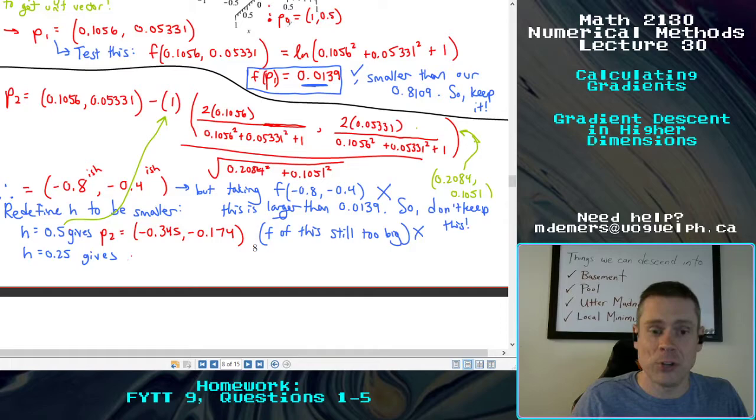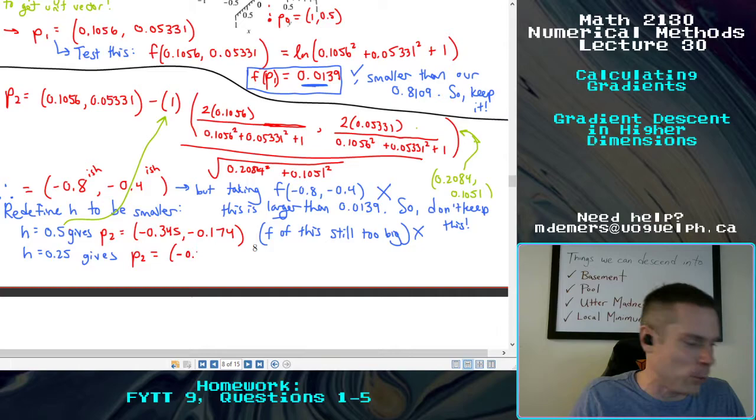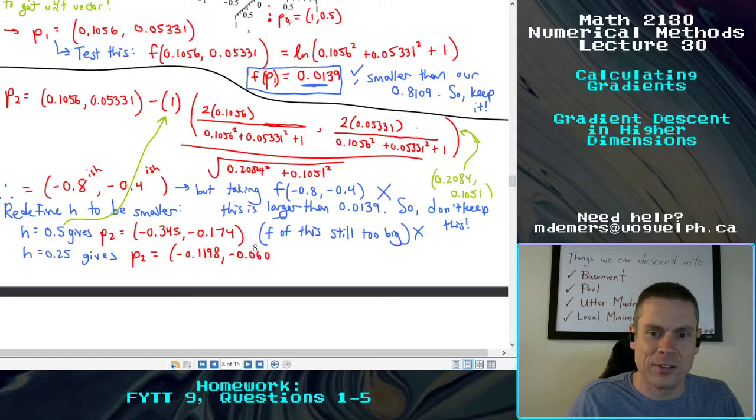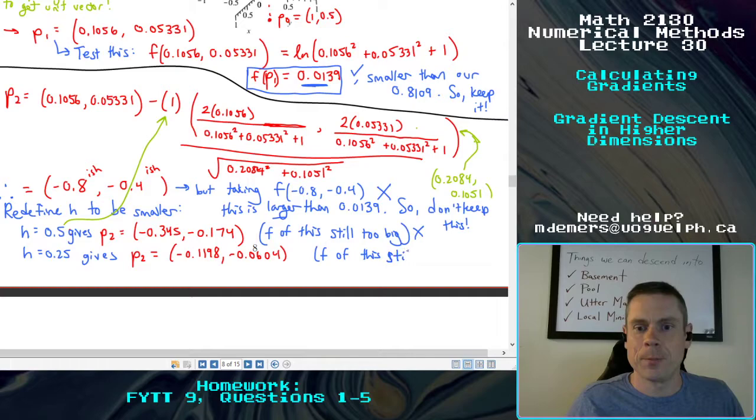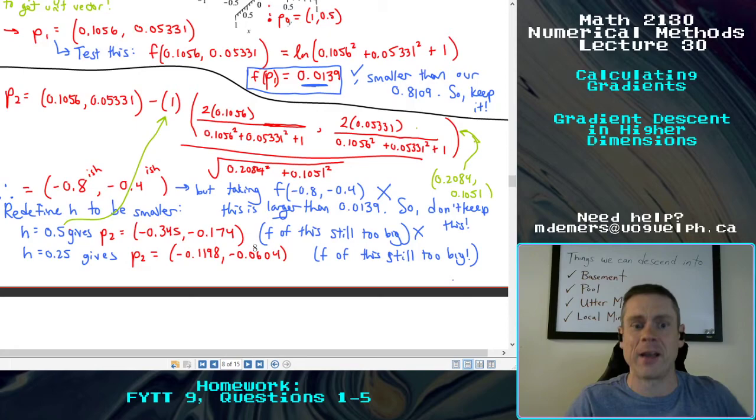H equals 0.25. If I put that into that big formula, that's going to give me a P2 that I've worked out to be minus 0.1198, minus 0.0604. And if you take F of that, it's still too big. So all we're doing is stepping in the same direction, but we're still overstepping and getting to a point on the other side that's too big.